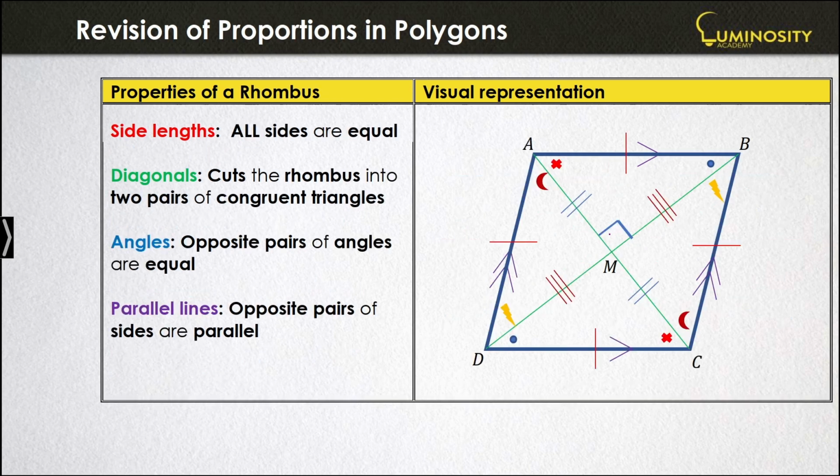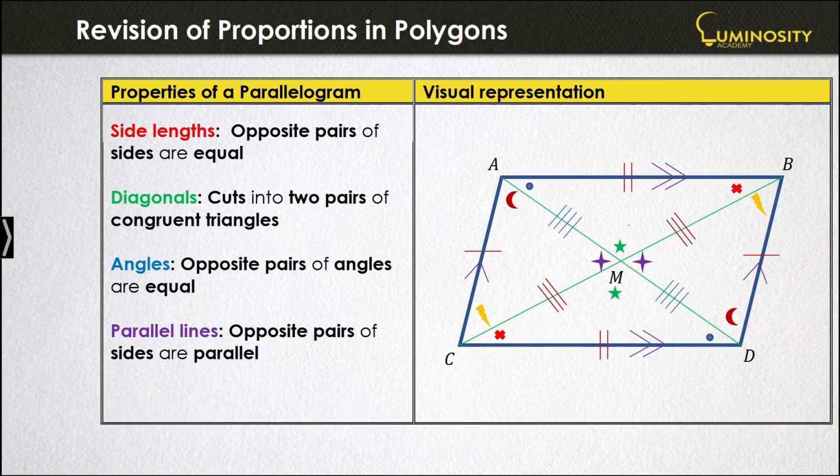Then we have the rhombus, which is also like a square, but it's been squished sideways. So all sides are equal, just like the square, but this time the interior angles don't need to be all 90 degrees, but the opposite angles are definitely equal to each other, so that's important. The diagonals will also bisect each other at a 90-degree angle, and the opposite pairs of sides are parallel as well.